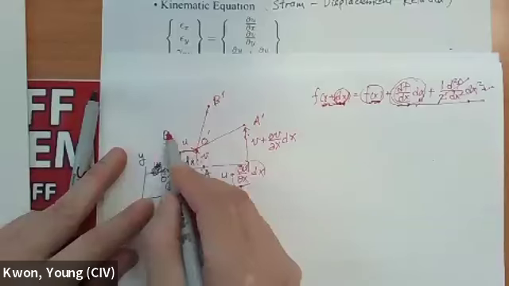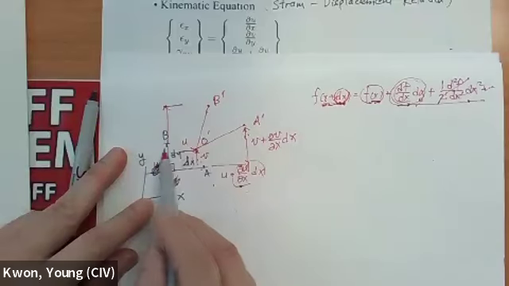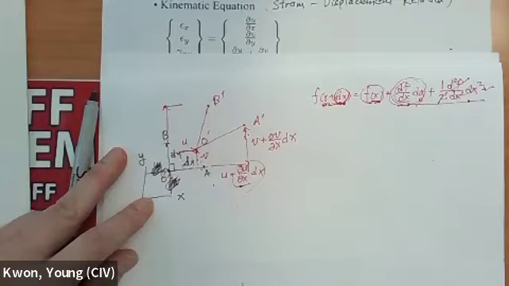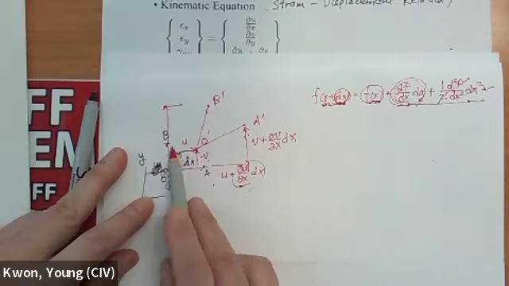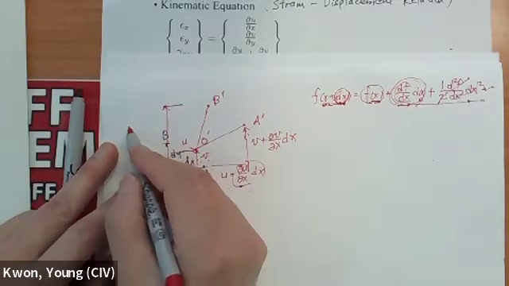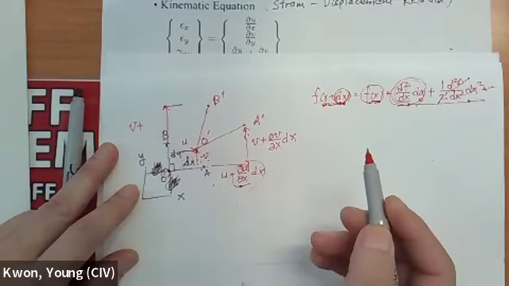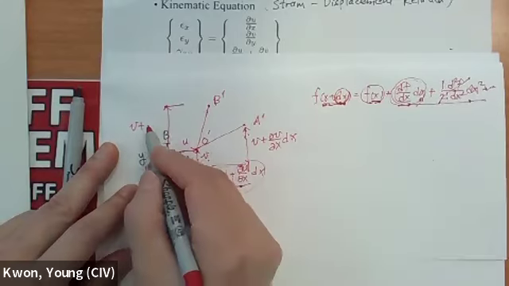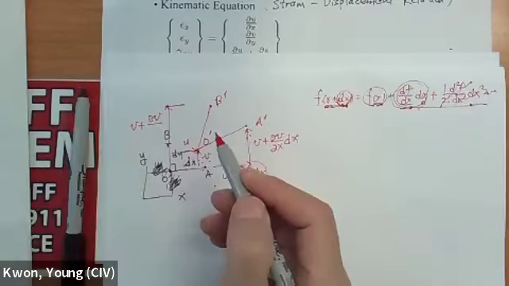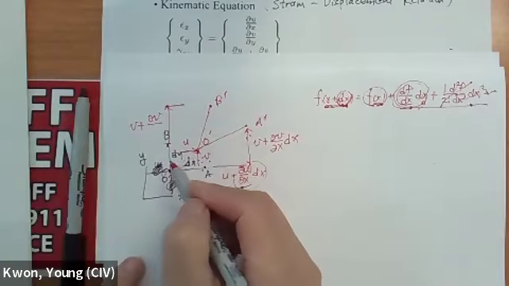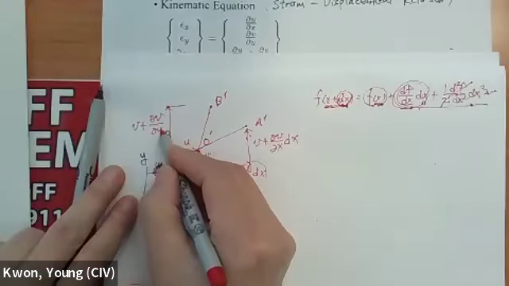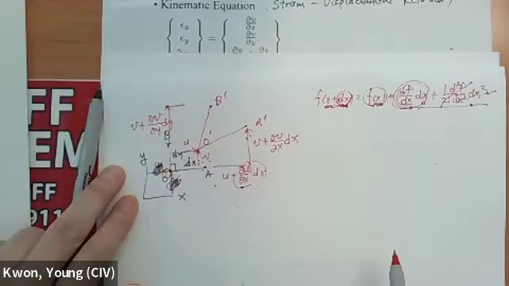What about this displacement? B to B' in the y direction. O to O' in the y direction is going to be v. Then B to B' is going to be, again, v plus dv. Again, see what caused the variation? dy. Correct?